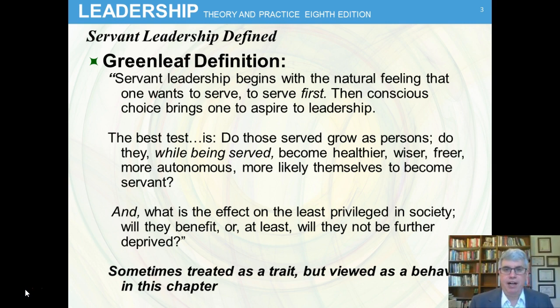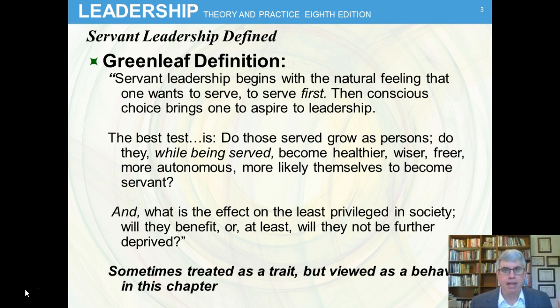Now, servant leadership, at least the modern 20th century version of it, was started with Greenleaf, and he wrote a real popular book called Servant Leadership. And he said that servant leadership begins with the natural feeling that one wants to serve first. So servant leadership starts with this idea that you want to serve and do good to other people. That's the beginning part of it, wanting to take your energies and efforts and do good things for other people. Then he says, after you have this desire to serve first, then conscious choice brings one to aspire to leadership. So if you see that the best way that you can help out a group of people is by leading them, you'll do it because that's a way of serving them.